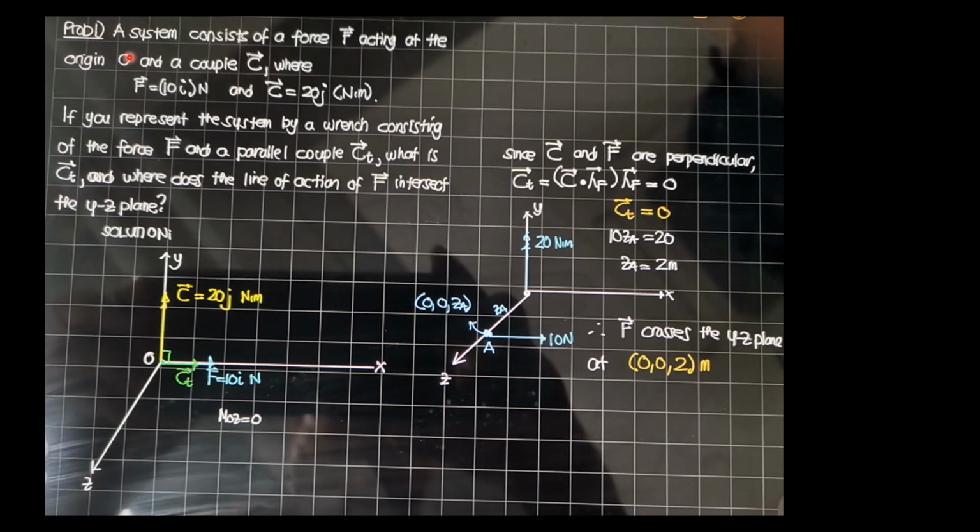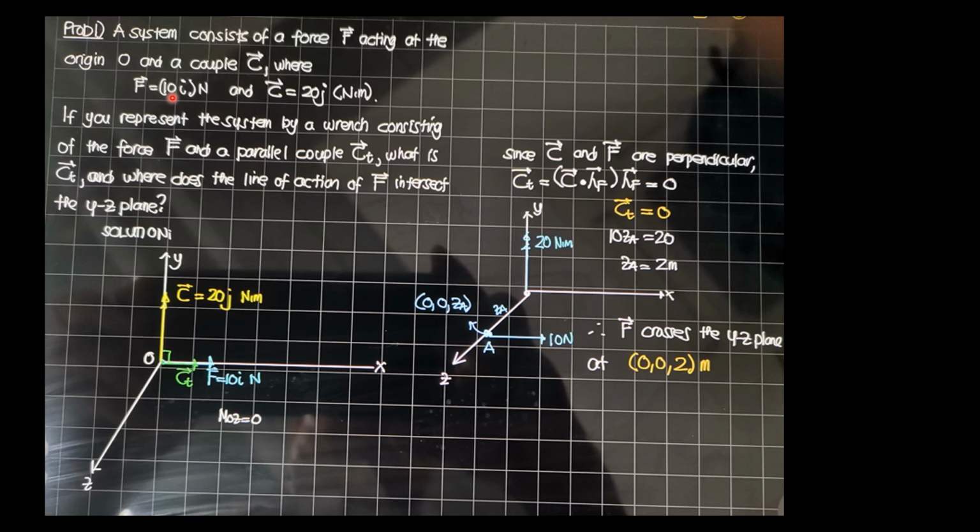So let's have this example. A system consists of a force F acting at the origin O and a couple C, where F is equal to 10i, so that's a force in the positive x direction, and this resultant couple C is equal to 20j.